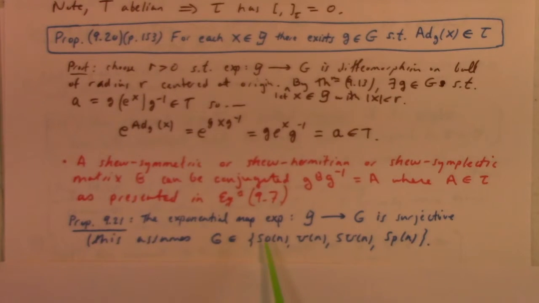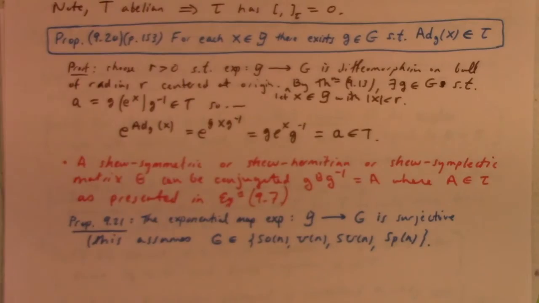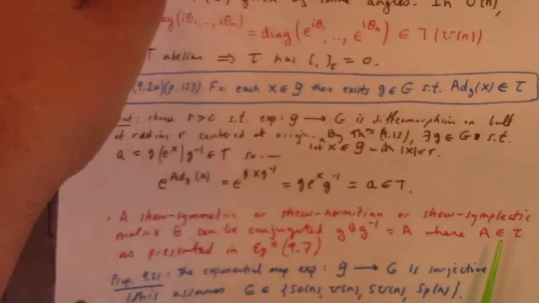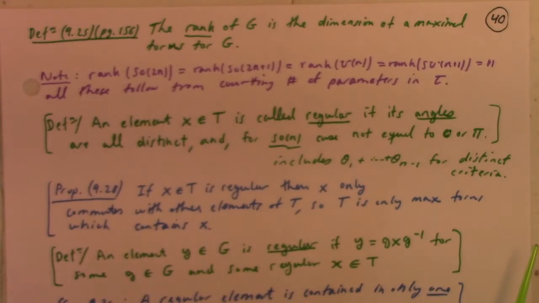So again, proposition 9.21 shows that the exponential map is in fact a surjection from the Lie algebra to the Lie group in the case of the special orthogonal, the unitary, the special unitary, and Sp(n). Noticeably missing from this list, of course, is GL(n) and O(n), right? Okay.